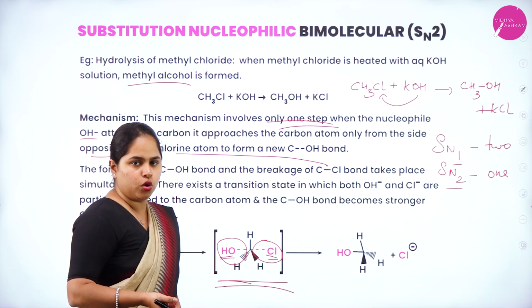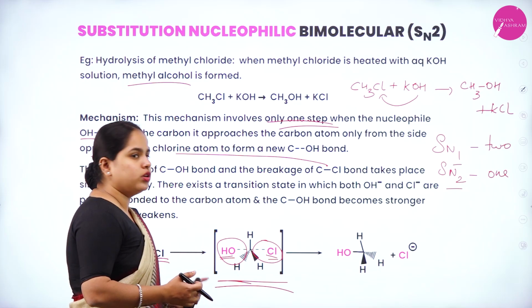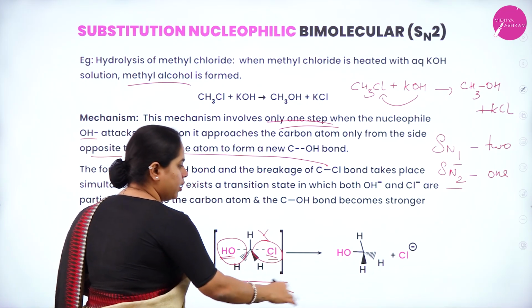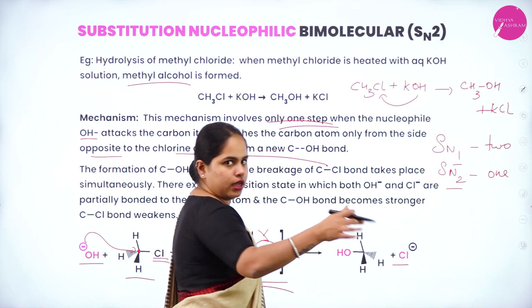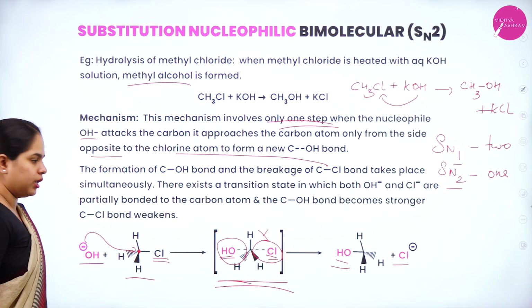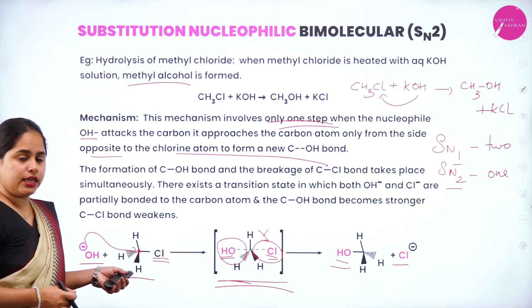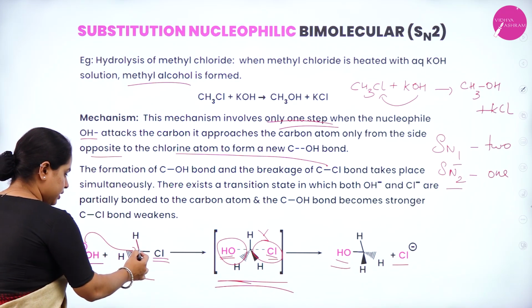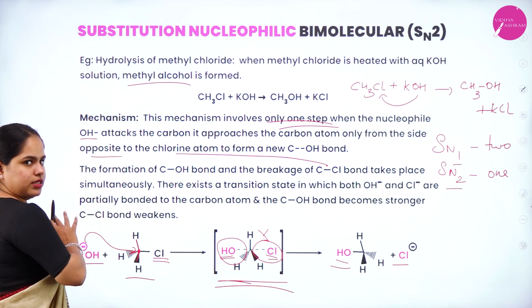So this is a transition state wherein the carbon chlorine bond is being broken. Carbon OH bond is being formed, right? And finally what happens? This bond will be broken and Cl minus will be removed and OH will be formed here. So as you can see here, another point also. As you can see here, the configuration also has changed. As you can see here, the 3 hydrogen atoms are towards this side.